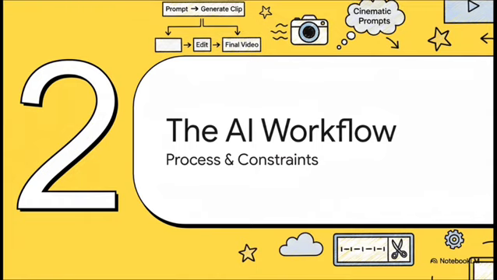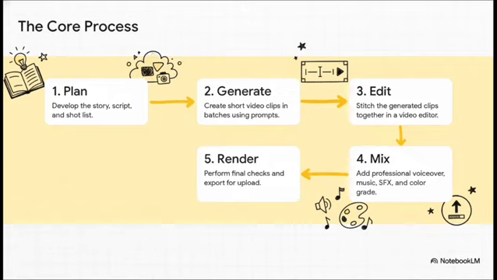All right, let's get into the professional AI workflow. We'll look at the core process and some key constraints you need to know about. So how does this actually work in a real-world professional setting? Let's walk through the whole process, from that first idea to the final video. You can really break this whole thing down into 5 simple steps. First, you plan. Story, script, shot list, all that good stuff. Then you generate the clips, which are usually short, maybe 8 to 20 seconds. After that, you edit, stitching them all together. Then you mix, adding professional audio and color grading. And finally, you render, and you're ready to go.